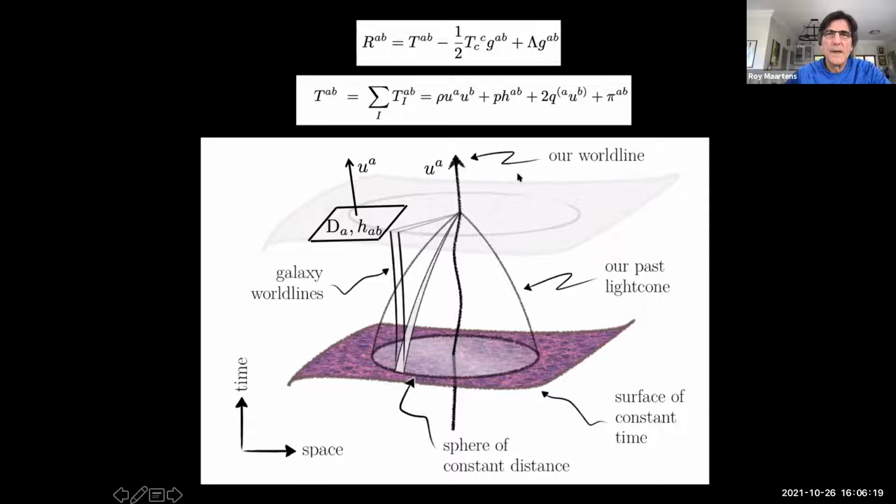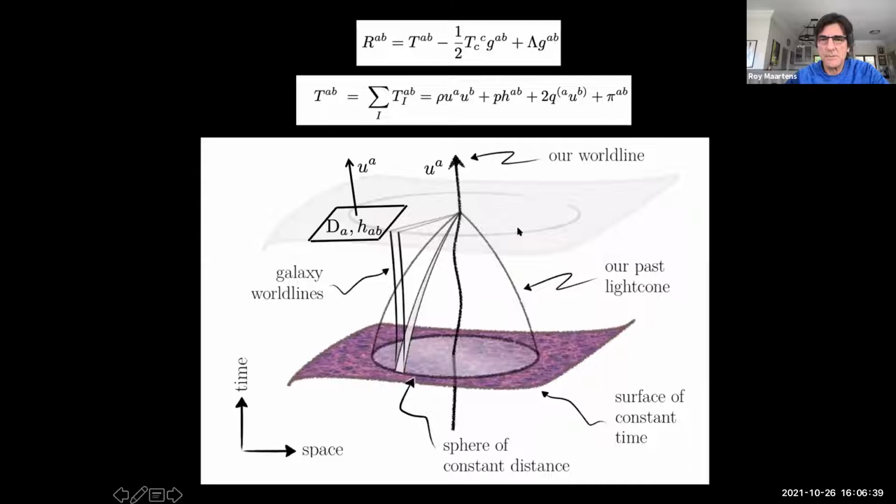We then can define the Ricci tensor in terms of the Einstein equations. So we replace the Ricci tensor by the energy momentum tensor, and the energy momentum tensor is made up of the sum of matter, radiation, whatever else you might have. It has an energy density, a pressure, a momentum flux, and an anisotropic stress. Right, so far so obvious.